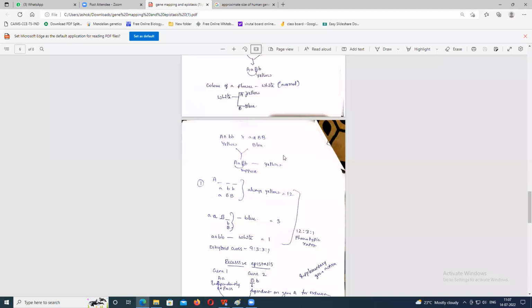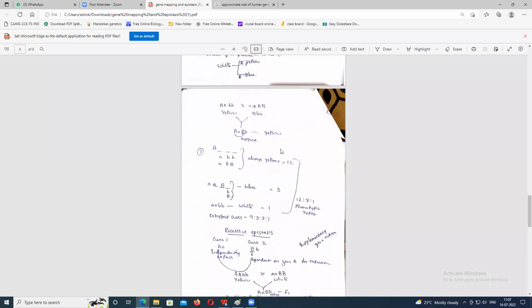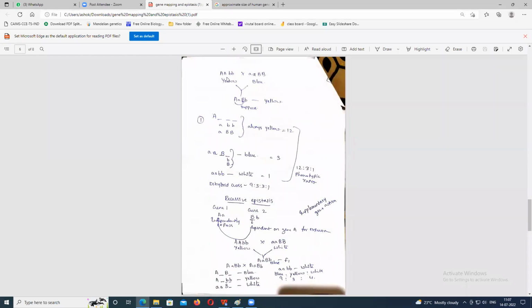Now we are talking about dominant epistasis. Let us see the cross between capital A, small b, small b, and small a, capital B, capital B. Here in this genotype, A is dominant, and here capital B is present, so B gene is dominant. This organism will be yellow color. A gene gives yellow color and B gene gives blue color, whereas the other alleles are in recessive condition. When you make a cross between these two organisms, you will get capital A, small a, capital B, small b.